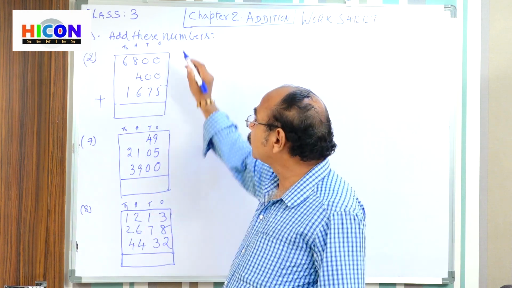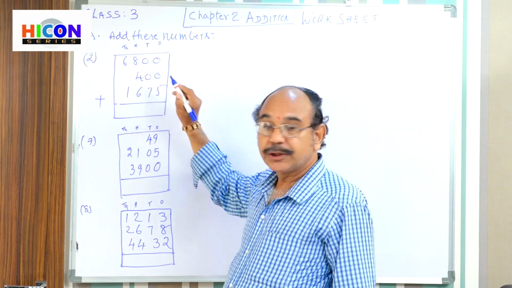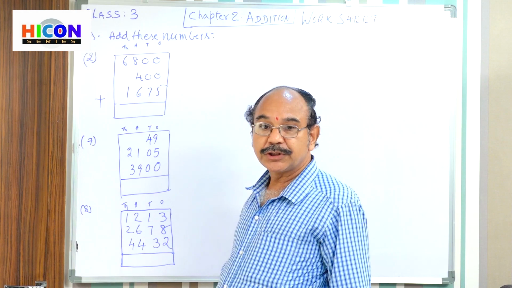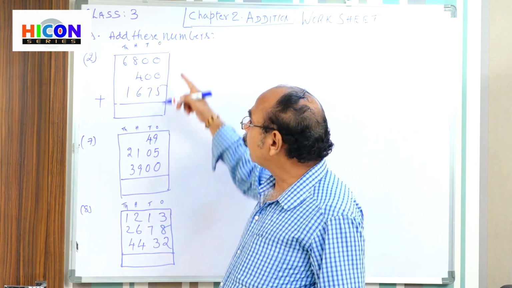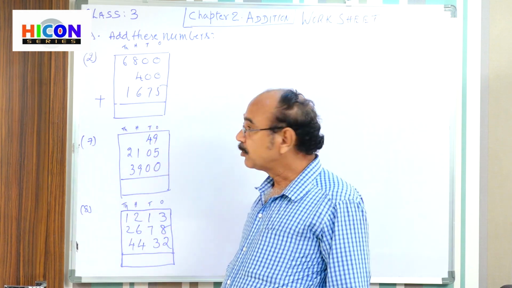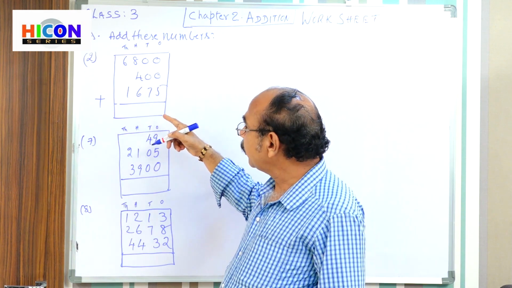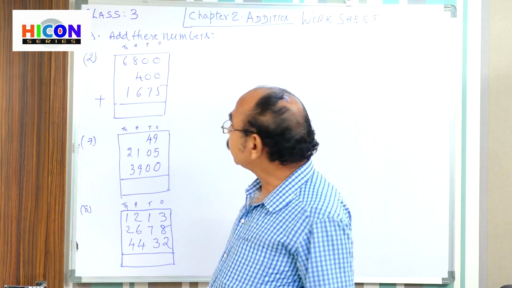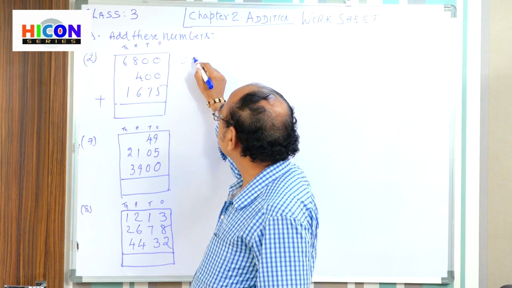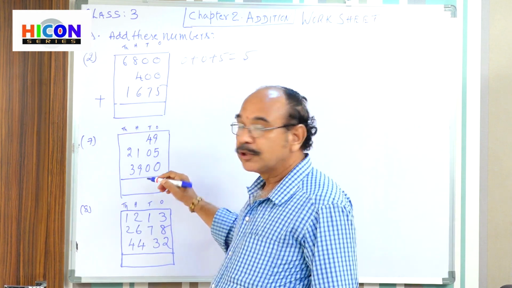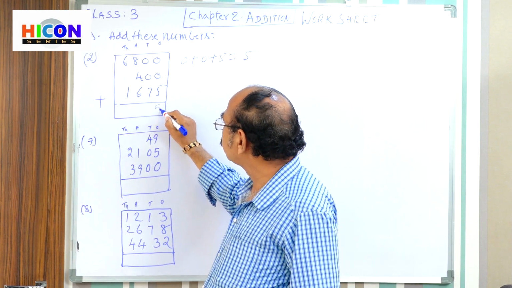6,800, a 4-digit number. 400, a 3-digit number. 1,675, a 4-digit number. So here, three numbers are there. First of all, we write the three numbers one below the other and start doing the addition. Add the units place digits. 0 plus 0 plus 5 is equal to 5. So write 5 in the ones place.